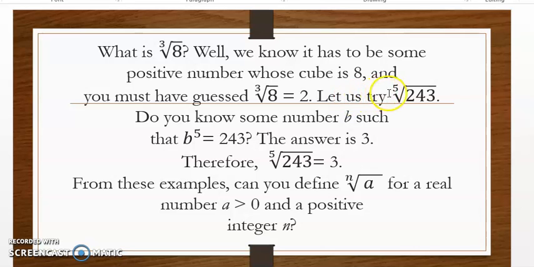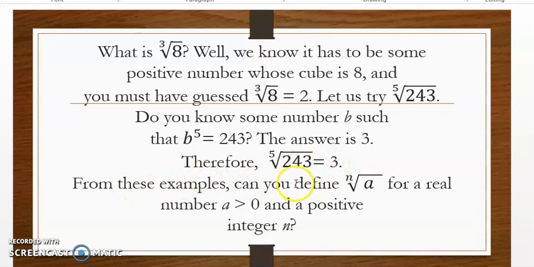Okay. So what is the fifth root of 243? It is some positive number b such that when you multiply b 5 times, or b to the power 5, is 243. The answer is 3, because 3 times 3 times 3 times 3 times 3, multiplying 3 five times, gives 243. Therefore the fifth root of 243 is 3.